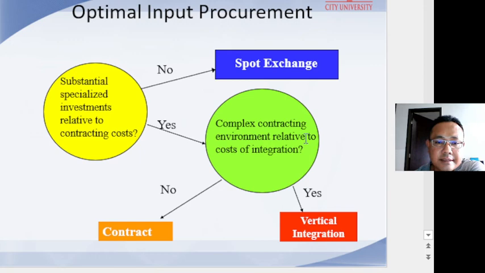That's very clear, and I think very simple for us to understand when we want to get the input for procurement. There are some methods, and we have to consider some of the advantages and disadvantages of those methods.